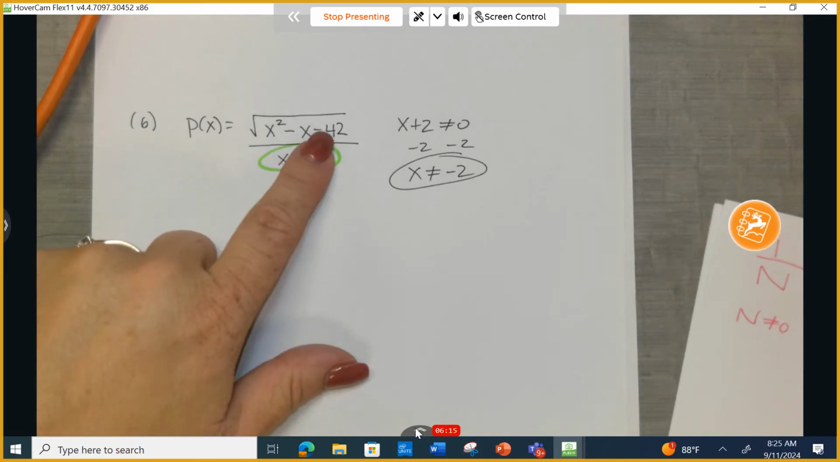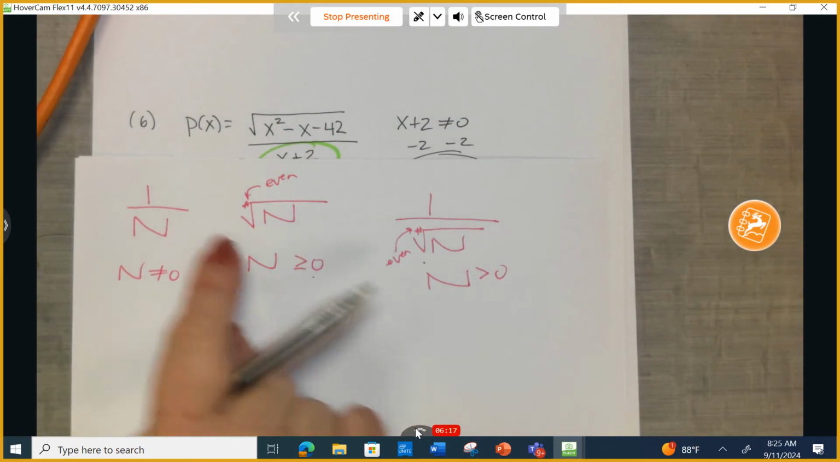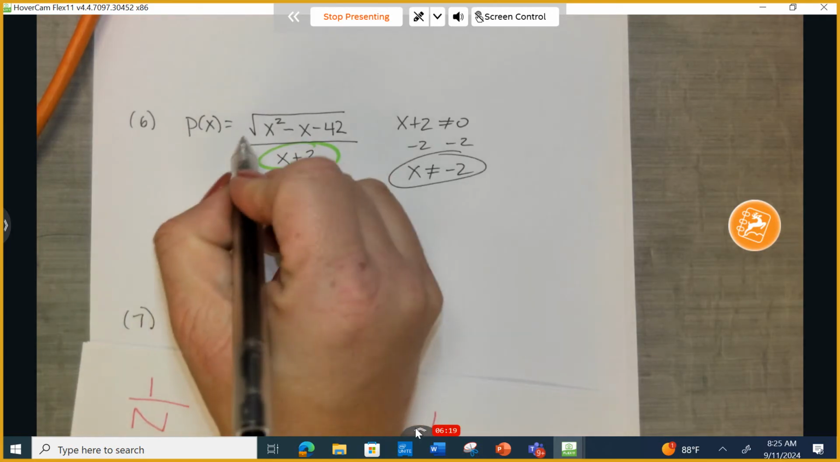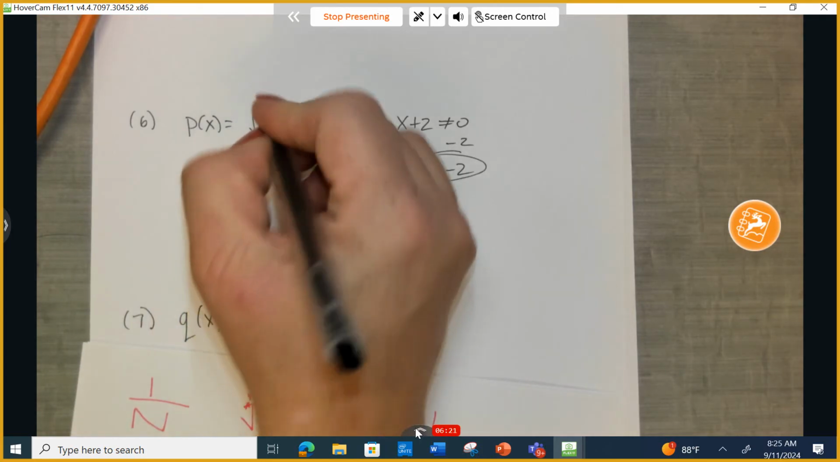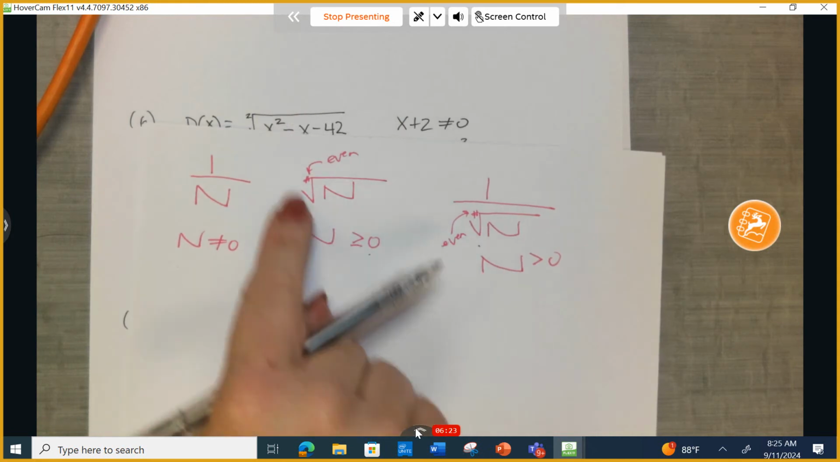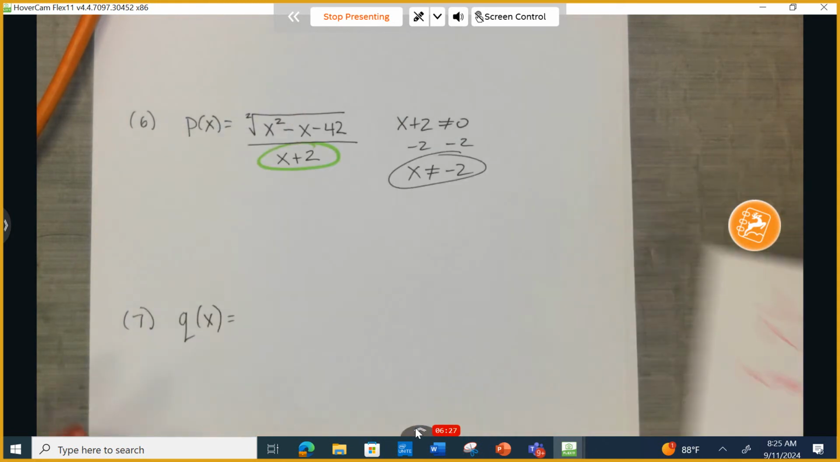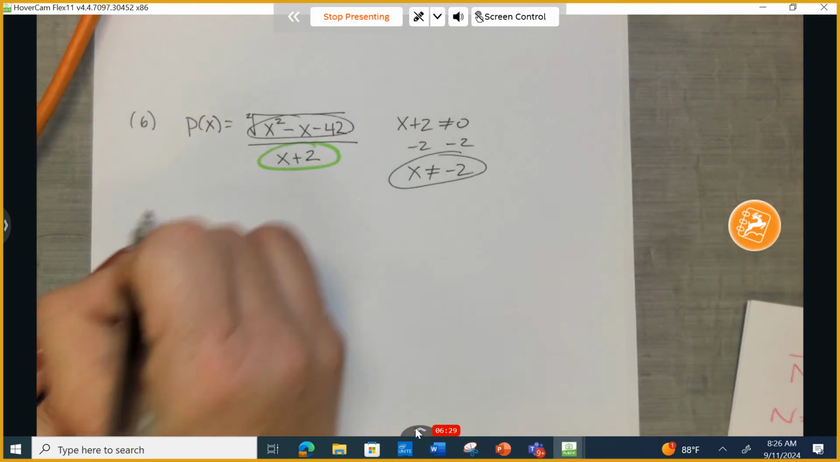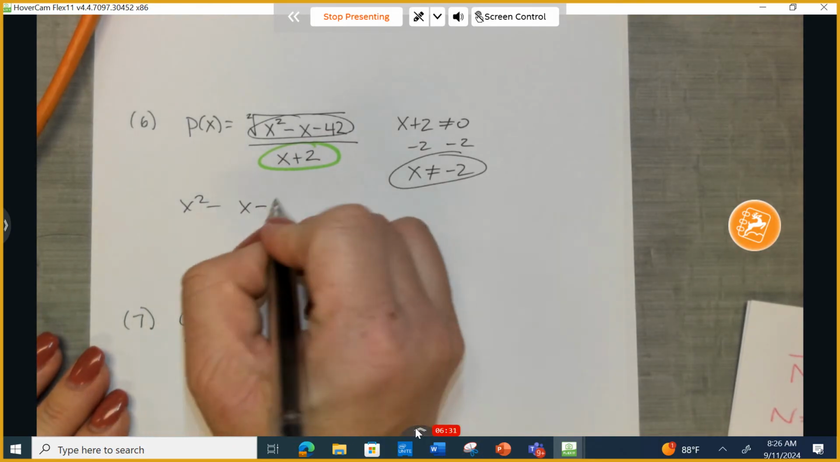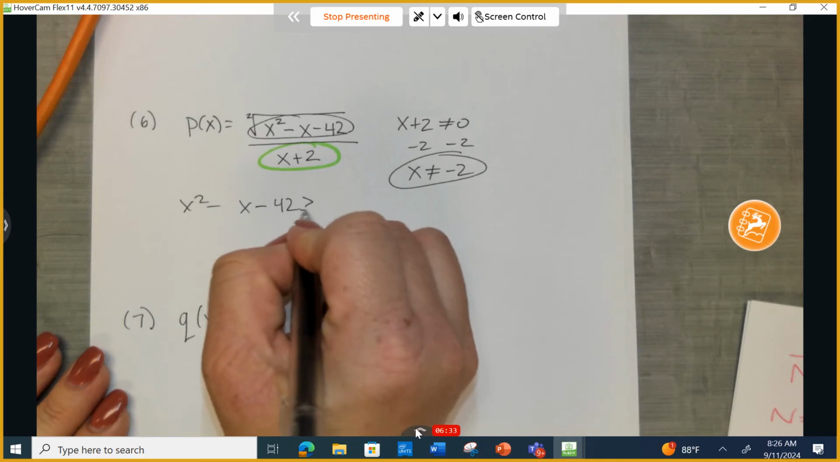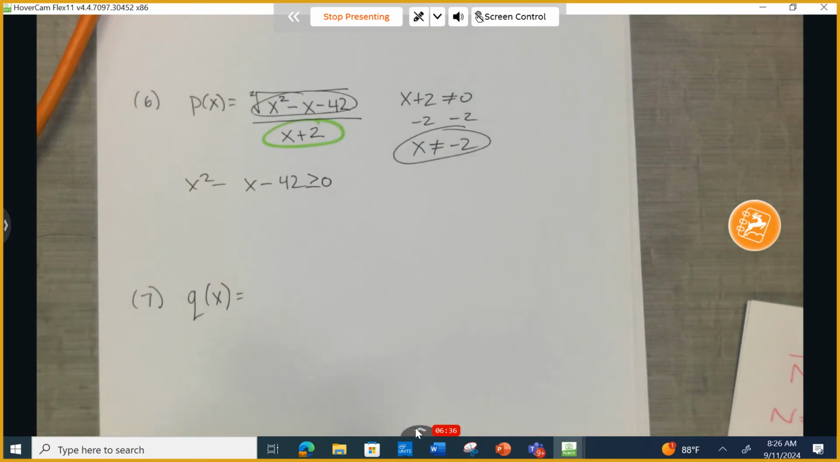Next, I see a radical in the numerator. So I'm looking here, and I'm going to focus on the nth root. When you don't see a number here, what is a hidden number? It's 2. So I know it has to follow this rule. What's inside has to be greater than or equal to 0. So I'm going to take this portion, and just like example number 4, I'm going to set it greater than or equal to 0. And now I'm going to start by doing the hashtags.